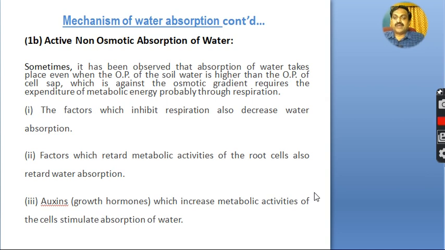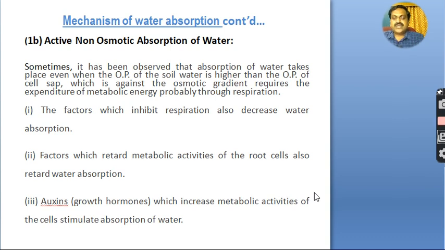Now, active non-osmotic absorption. If we look into the mechanism of how water is absorbed during active non-osmotic absorption, sometimes it is observed that absorption of water takes place even when the osmotic pressure of the soil water is higher than the osmotic pressure of the cell sap, which is against the osmotic gradient, and requires the expenditure of metabolic energy, probably created during respiration.